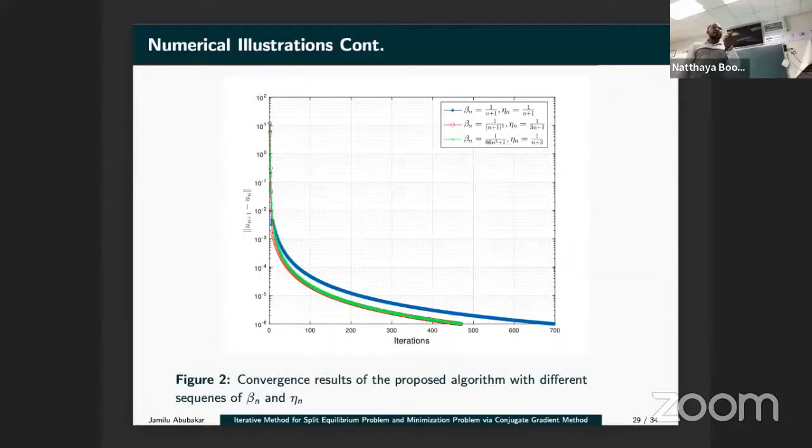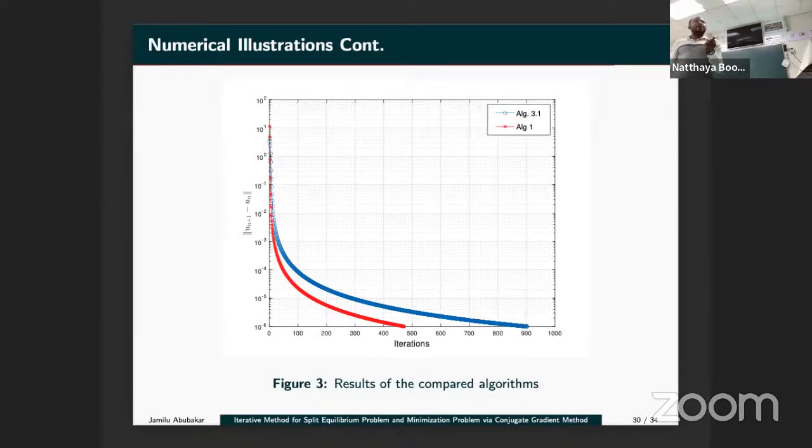So this is to illustrate what I've just shown you here. We vary the beta n and the gamma n because we realize they are the sensitive control parameters in the algorithm. So we try to vary them and see the behavior. You can see that the second and the third are almost the same, while the first one converges slowly.